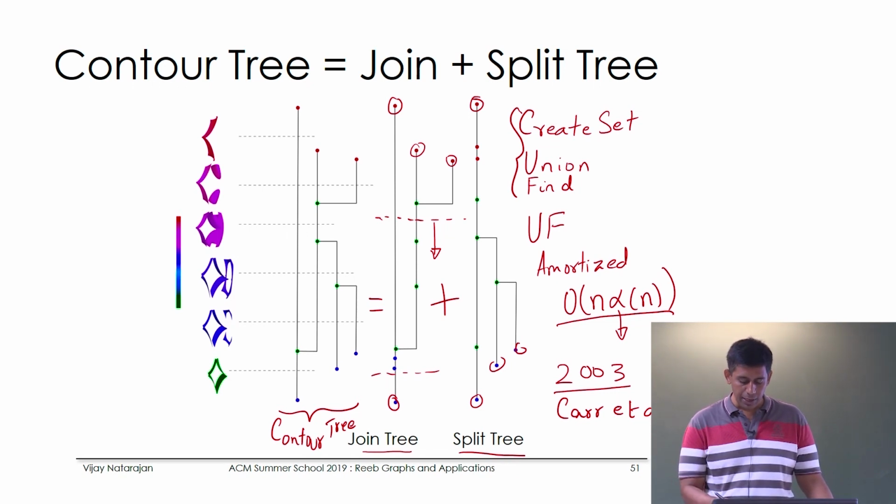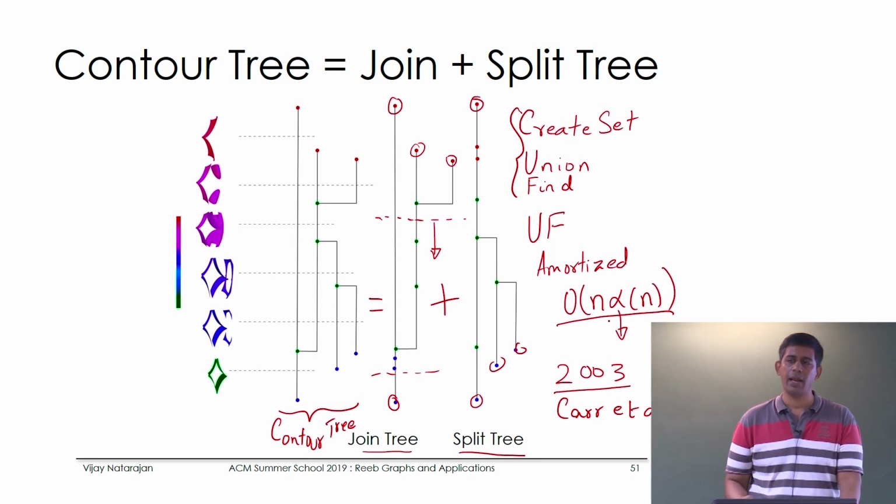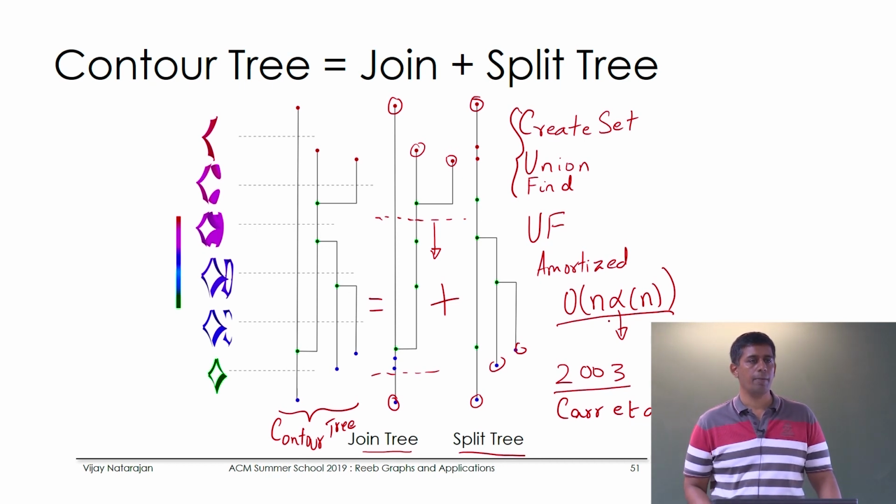So the algorithm actually takes the same time, right? It's near linear. Well, there is a sorting needed at the beginning, so there is an n log n, but it's super fast. Can we just use this directly for Reeb graphs?